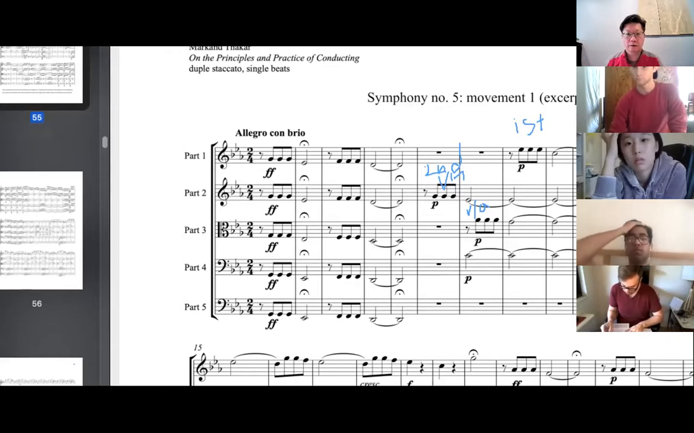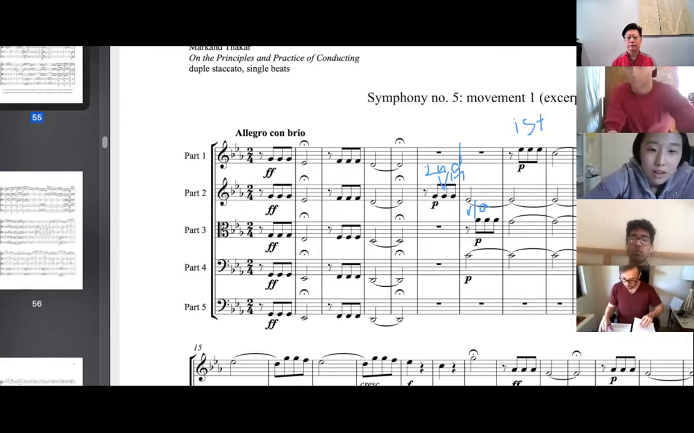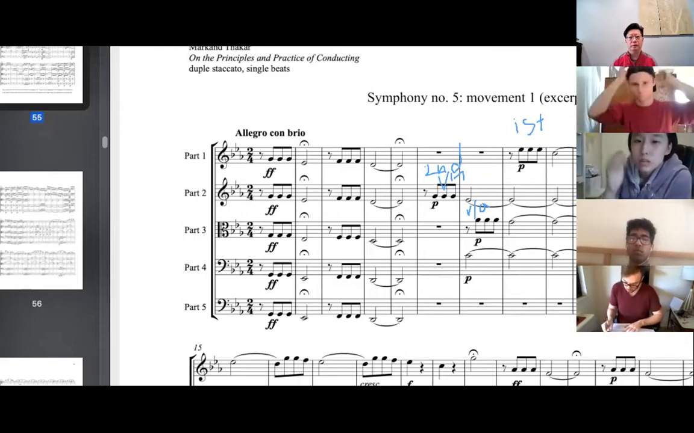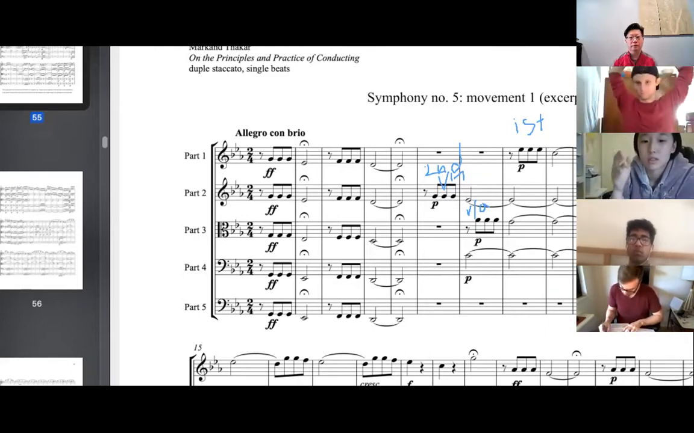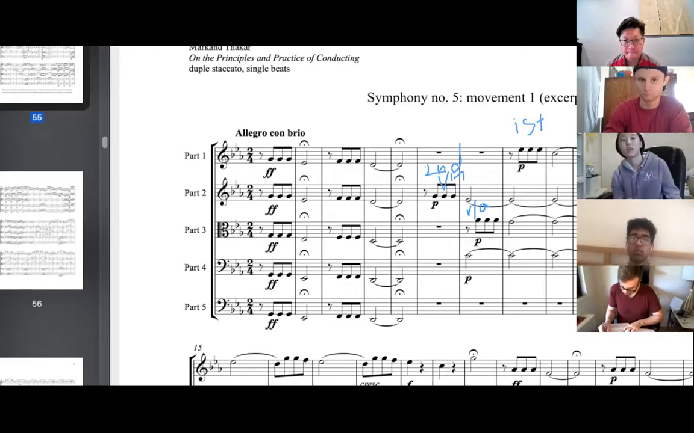Okay, Rachel. Okay, wait, sorry, I'm confused. So when we do the first, it's on the downbeat of the first measure, right? It's not the upbeat, right? I don't understand the question. What do you mean? Is it like ba ba ba da, or is it just like da da da, like that? Oh, I see.